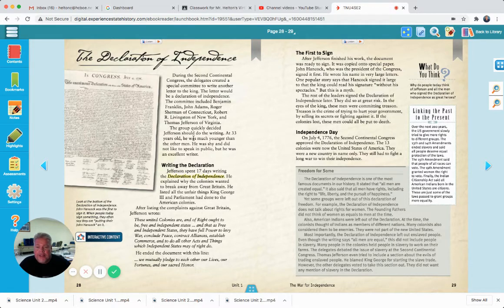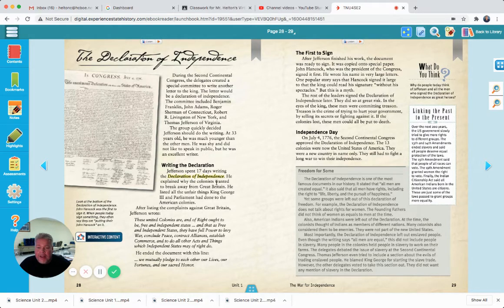The group quickly decided Jefferson should do the writing. At 33 years old, he was much younger than the other men. He was shy and he did not like to speak in public, but he was an excellent writer. Are any of you like him? You don't really like talking in front of people, but you love to write? Writing the Declaration, Jefferson spent 17 days. Have you ever worked on a homework assignment for 17 days? Well, he did. He spent 17 days writing the Declaration of Independence.